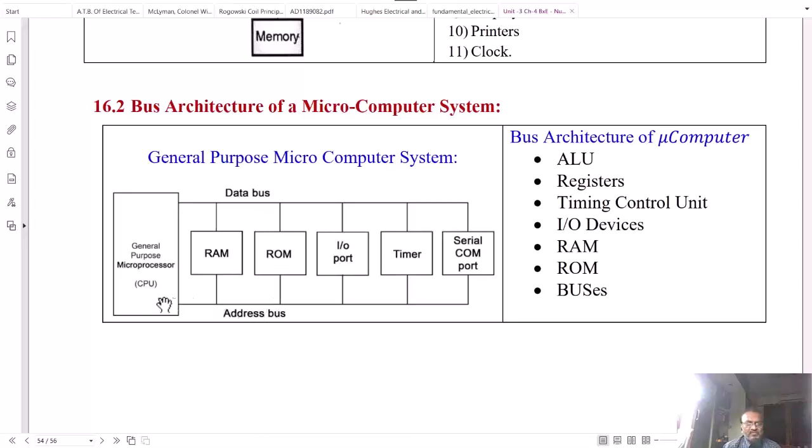And the control bus, which is not shown in this diagram, also goes to each of these blocks. This control bus consists of typical signals, say read, write, and enable signals for various blocks. These signals are appropriately generated by the central processing unit whenever it sends the address and gets the data from the system or sends the data to the system ports.